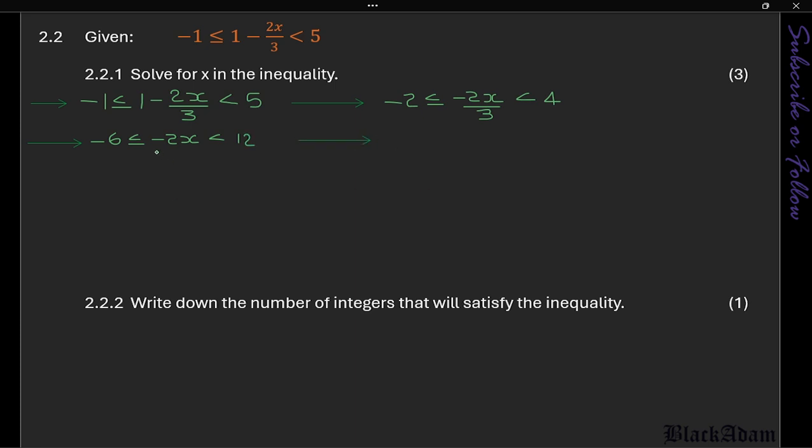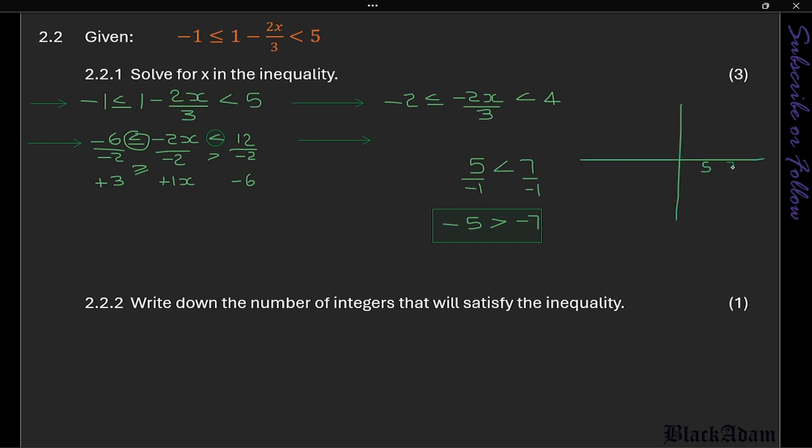And then from there we divide all the terms by negative 2, that gives positive x, and that gives us positive 3, and negative 6 divided by negative 2... And then the sign changes to the opposite, so that becomes greater than or equal to. For example, 5 is less than 7, but if you divide by negative 1, negative 5 is greater than negative 7. So when you divide by a negative sign, it changes.